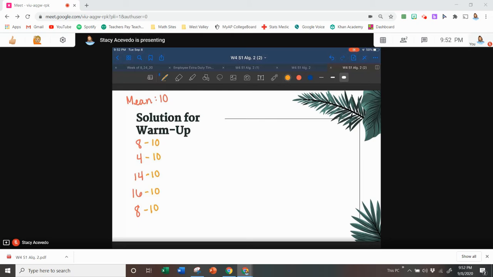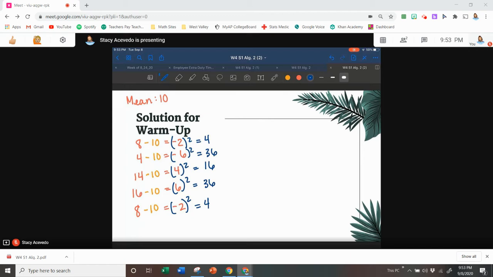And what do you get? All right, so we should have gotten -2, -6, 4, 6, and -2. Well, we know that our distances can't be negative, so we're going to square each of these. And this is going to be 4. This is going to be positive 36. This is going to be positive 16. This is positive 36. And this is positive 4.